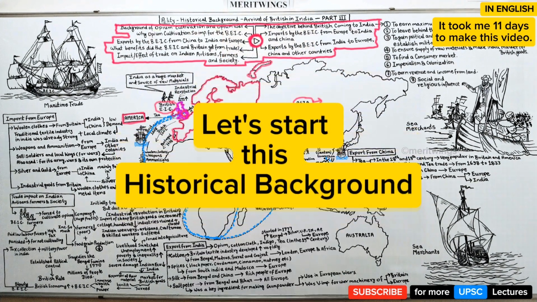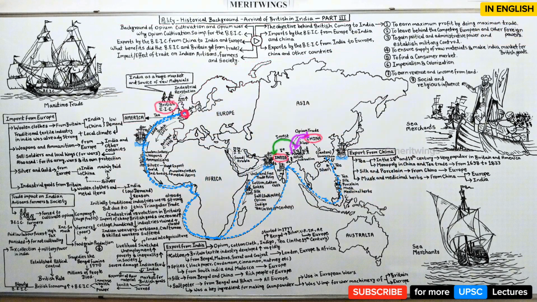So friends, let's start this historical background. Okay? Friends, although the British East India Company or the British had many objectives of coming to India, but their first and main objective was to earn maximum profit by doing maximum trade with India. That is, their main objective of doing business in India was to earn more economic profit, friends.